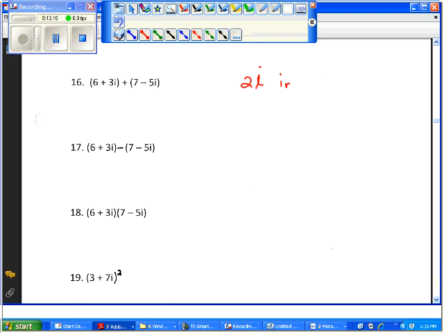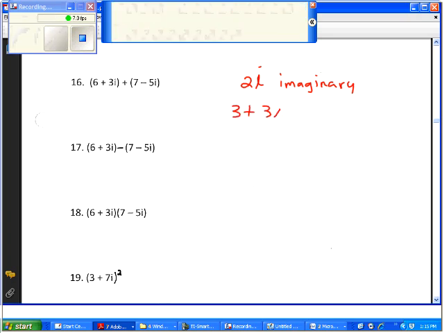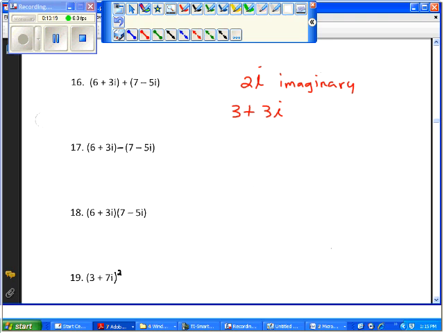Now, we call this imaginary. What kind of a number? i, 2i, 6i, negative 4i are called imaginary numbers. What do you call it when you have something like 3 plus 3i? A complex number. So that's called a complex number. So what we're going to do now is learn how to add, subtract, multiply, and divide, and do exponents on complex numbers, okay?